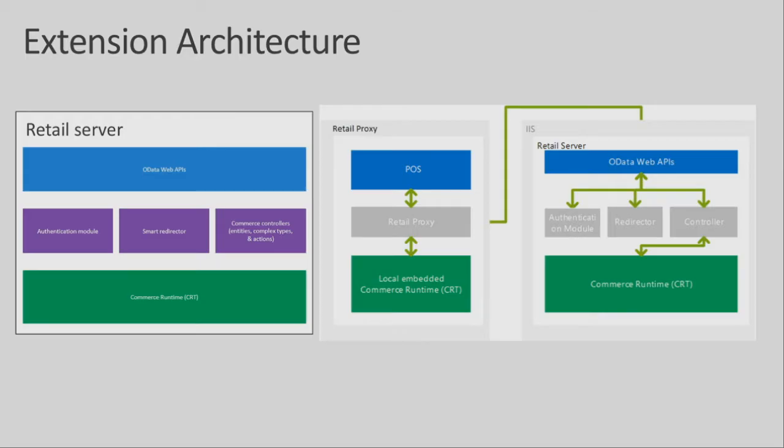So in my code flow and demo, I will show you how you can do the retail server extension and then the commerce runtime extension. This has different components like the authentication module. Before creating any retail server extension, you can specify the authentication. It can be anonymous.